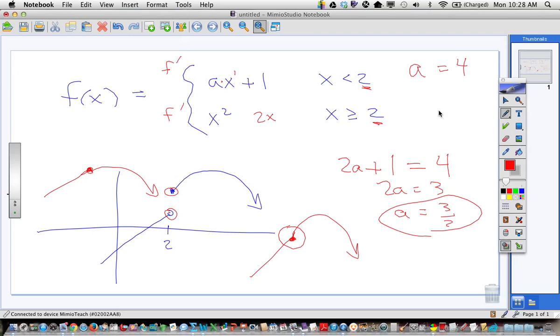This one, they said, does that value of a make it happen? So I guess we could have plugged 3/2 in here for x. So we could have said, okay, this is 3/2 x plus 1. Now do the derivative. That's 3/2. Now they do the derivative of this one, 2x. Put a 2 in, we get 4. Does 3/2 equal 4? No. So it doesn't make it work. Their derivatives are not the same. Their slopes are not the same. The line would have a slope of 3/2, and the parabola would have a slope of 4 when it took off. So it would be a kind of sharp point.